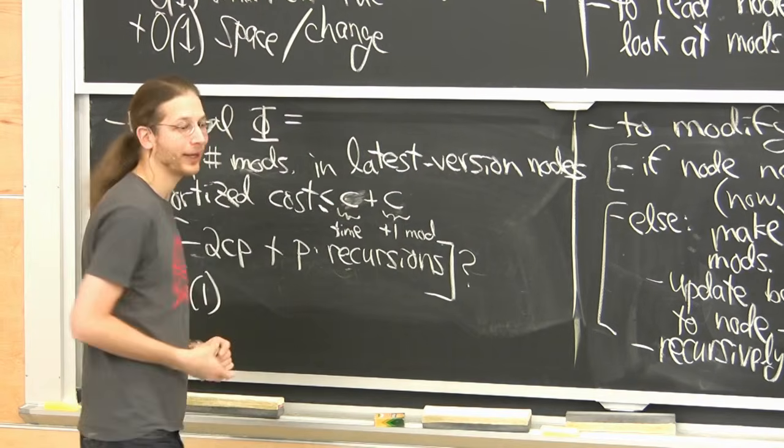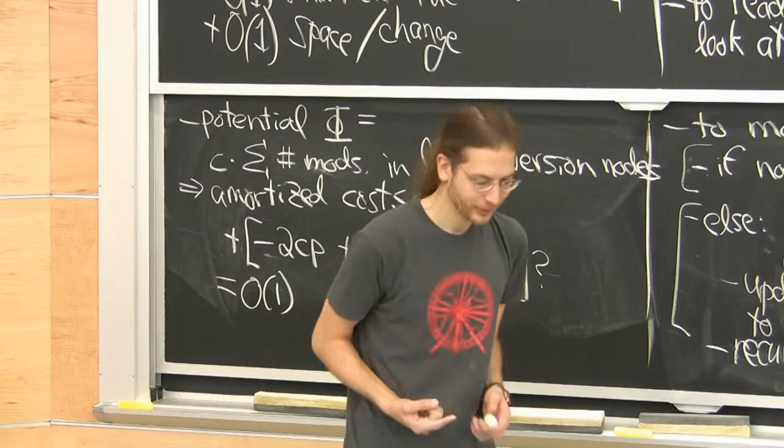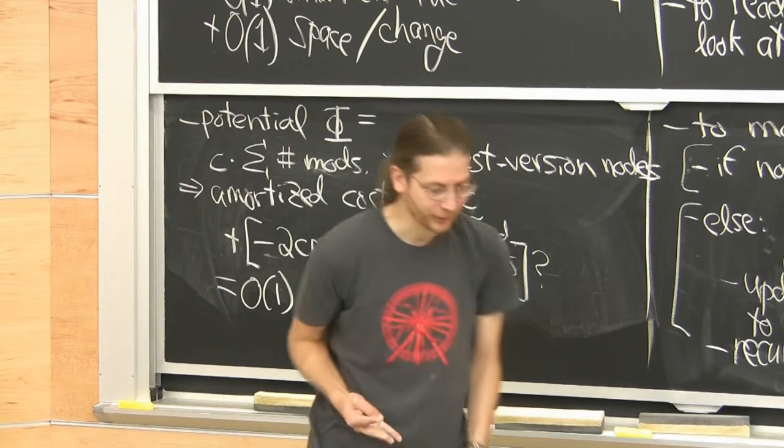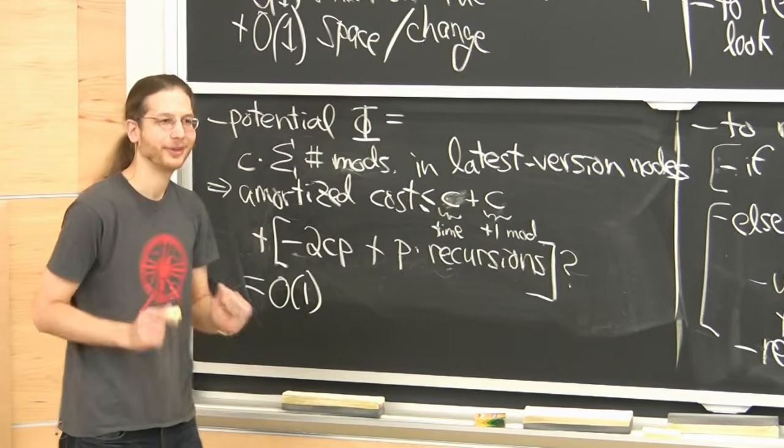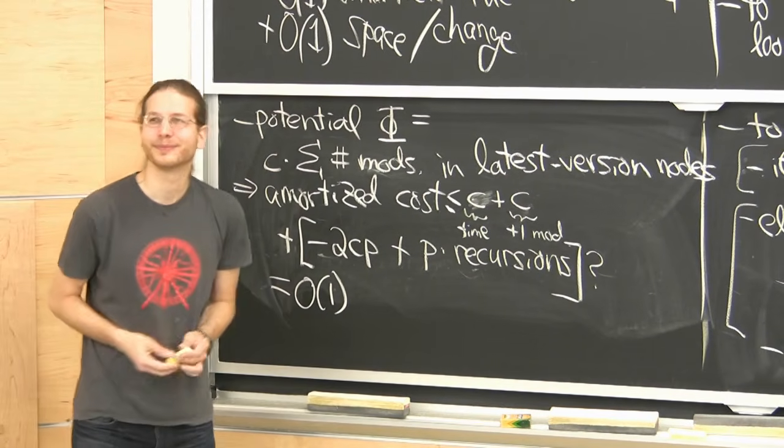This is a paper by Driscoll, Sarnak, Sleator, Tarjan from 1989. So this is very early days of amortization, but they knew how to do it. Question?